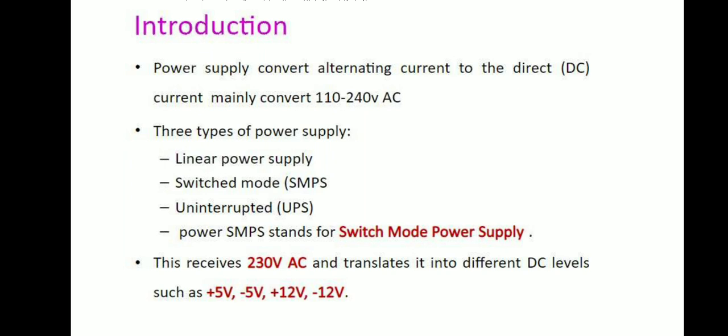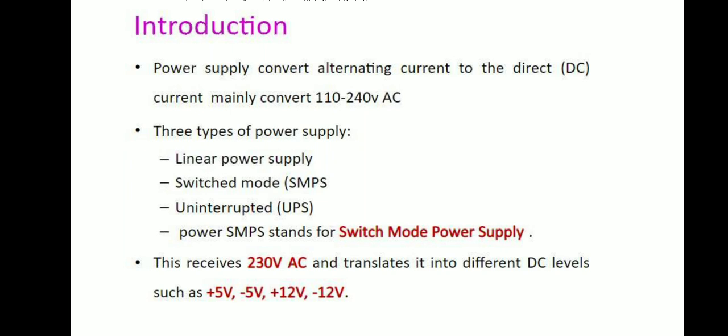Now, first of all, what is power supply? Power supply converts the alternating current to the direct current, mainly converting 110 to 240 AC volt into DC voltage. There are three types of power supply: linear power supply, switch mode power supply, that is SMPS, and uninterrupted power supply, that is UPS. The SMPS stands for switch mode power supply.